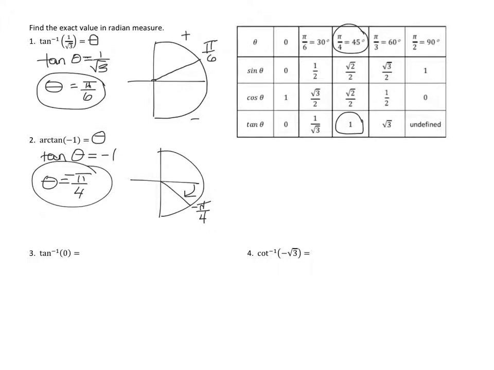It's just easy to remember. If tangent equals a negative, then my angle is negative. It's just the reference angle with a negative on it. If it's positive, like in number 1, then you find your reference angle, and that's your answer.